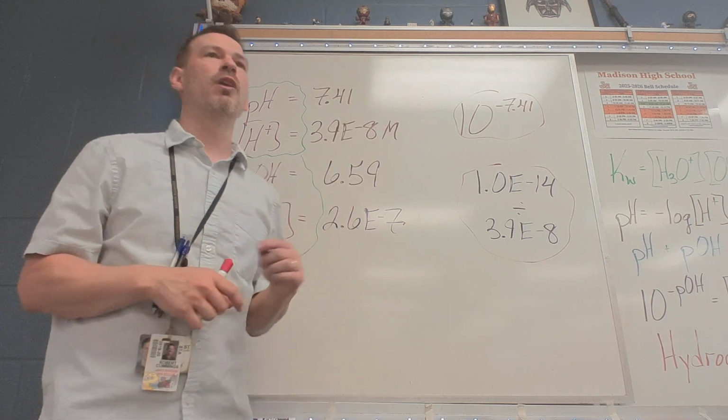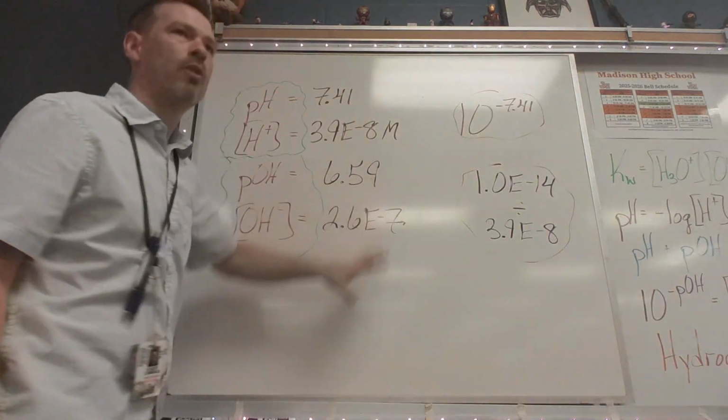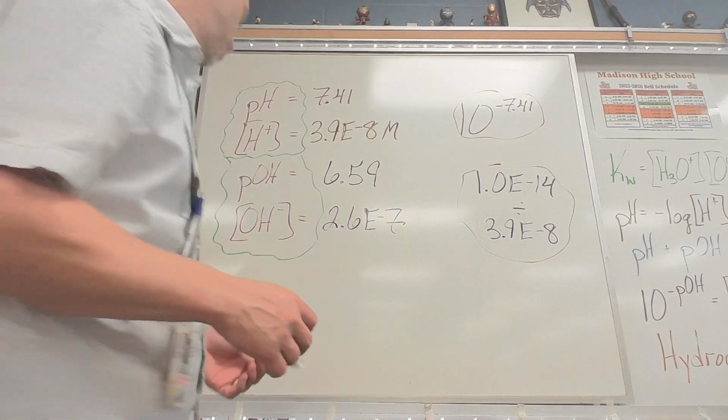I want you to find all four numbers for the other example. There's another example over there. Find all four numbers from the 0.23.